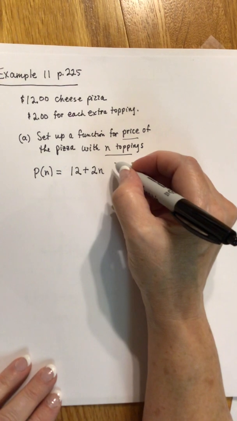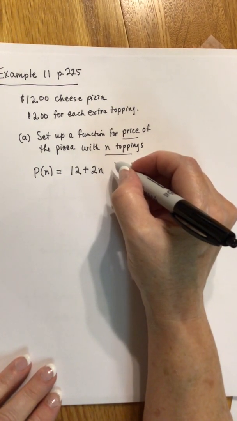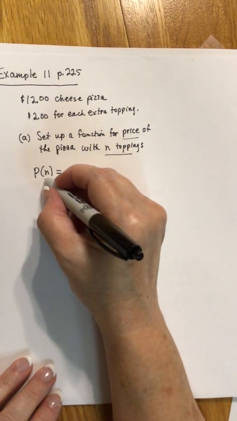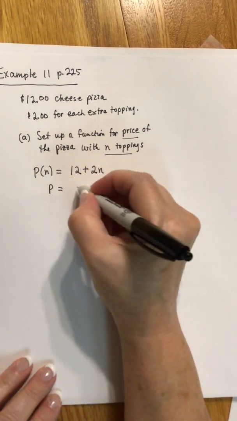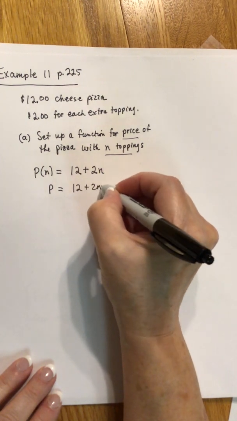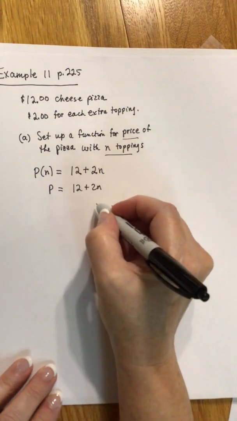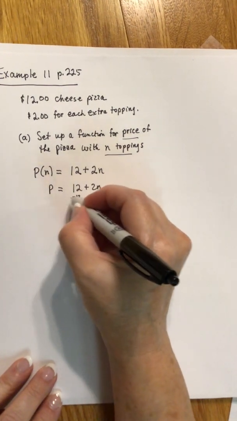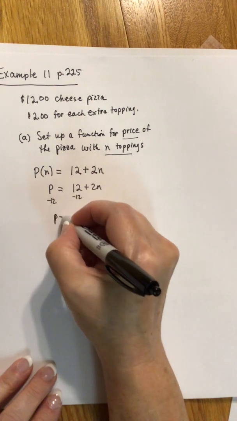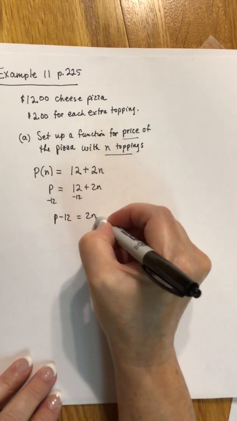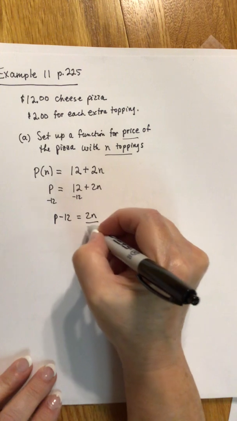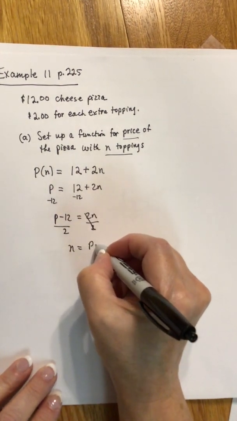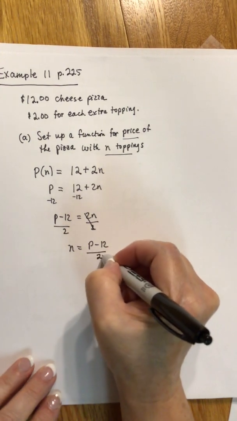Now we're going to solve this for n and then decide what that means. To make this life easier, without using this right here, we're just going to write price equals 12 plus 2n. So now we're going to solve for n. To solve for n, I'm going to get n by itself by subtracting 12. So I get price minus 12 equals 2n. And divide by 2, divide by 2. So I get n equals (price - 12) divided by 2.